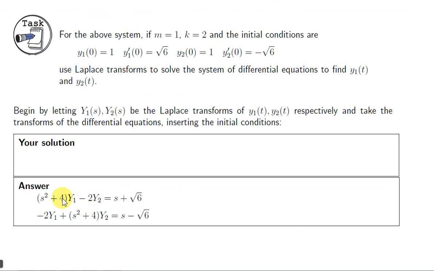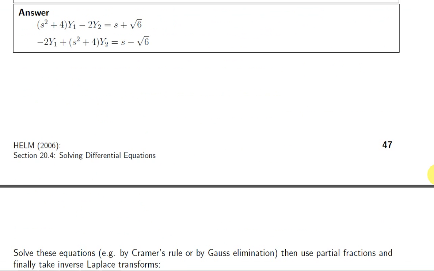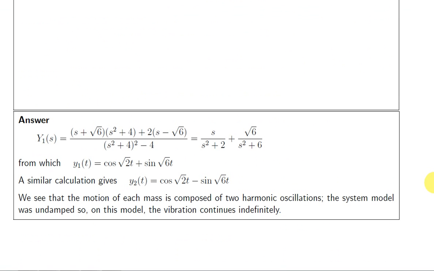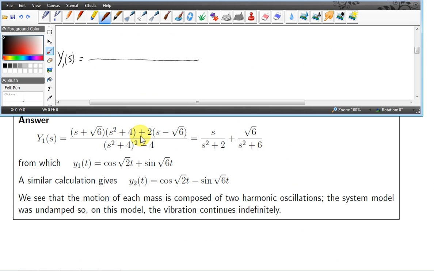Now in a previous video I explained how to solve a system like this using Cramer's rule, so I won't bother doing it here. We just look at the answer here. Here is the answer for Y1 of s. Now as I said, you will get this exactly as it is from Cramer's rule when you evaluate the determinants.